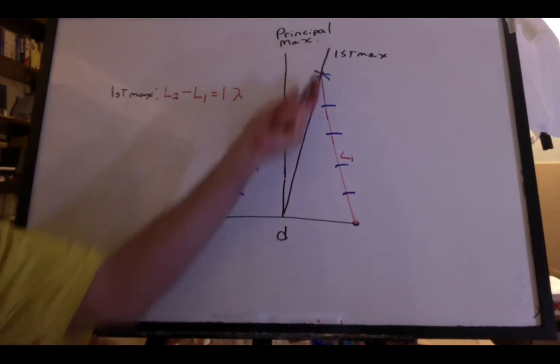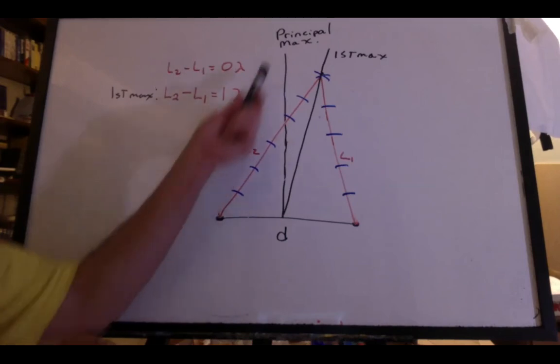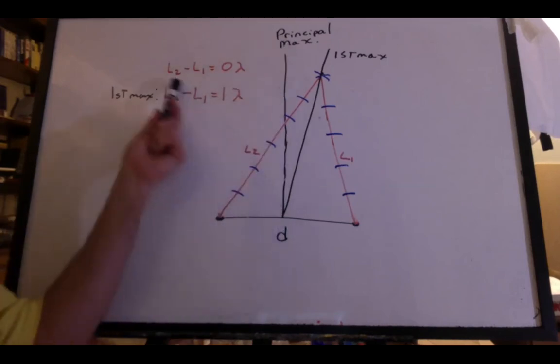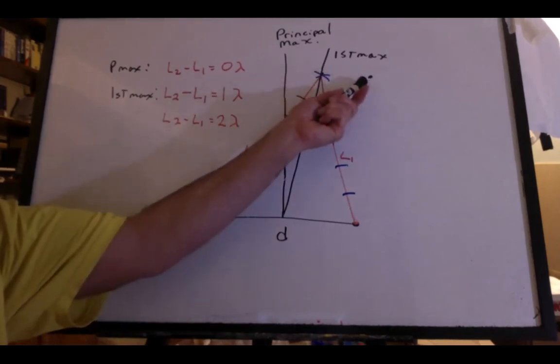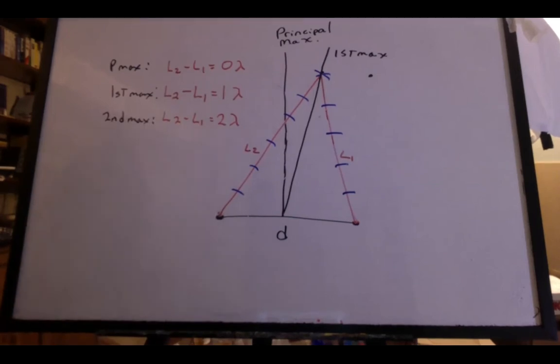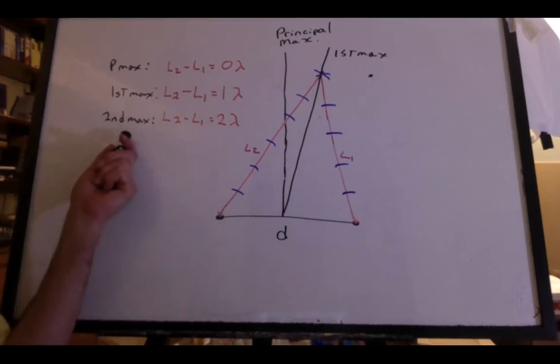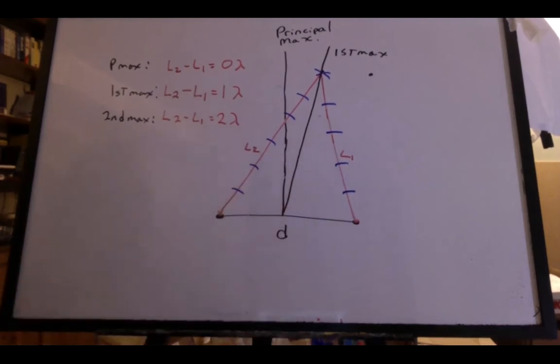And that would be all along this line. If we were along the principal maximum, the difference would be 0 waves. And if we went further out, we would find a line along which the difference would be 2 waves. We'd now be at the second maximum, and so on. There could be a third maximum, a fourth maximum.